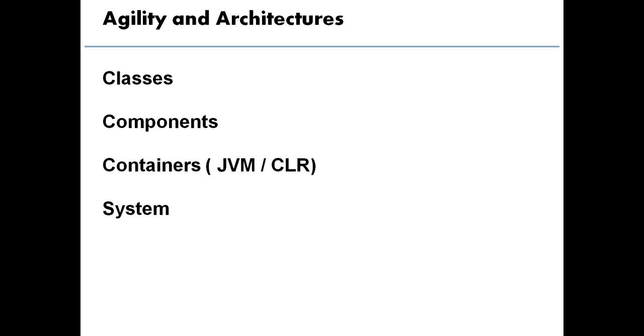So there is a movement that is fast catching up with everything that is "no", such as no UML, no SQL, and so on. So basically what agile architecture says is any system or product or solution can be broken up into 4 different things. One is the classes, one is components, the other is the container, and the other is the entire system, which is basically what your system is trying to do.